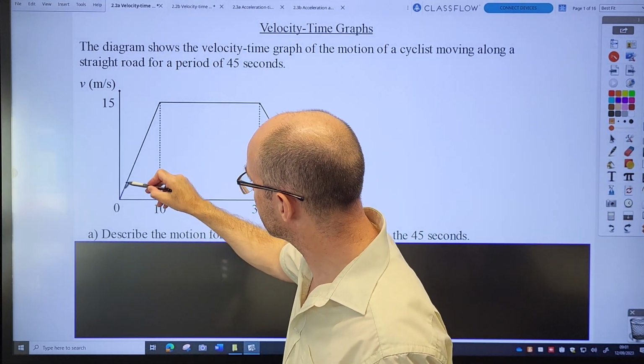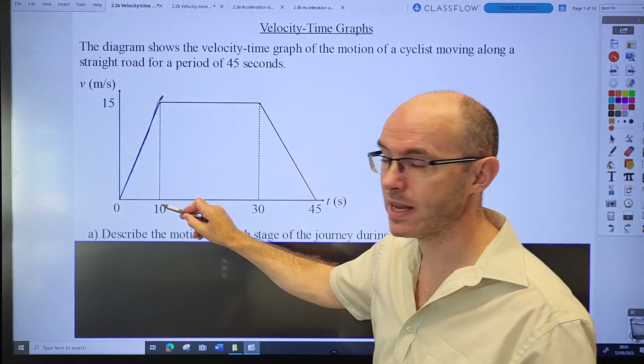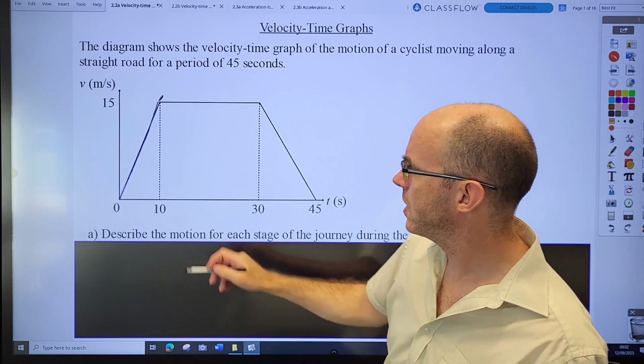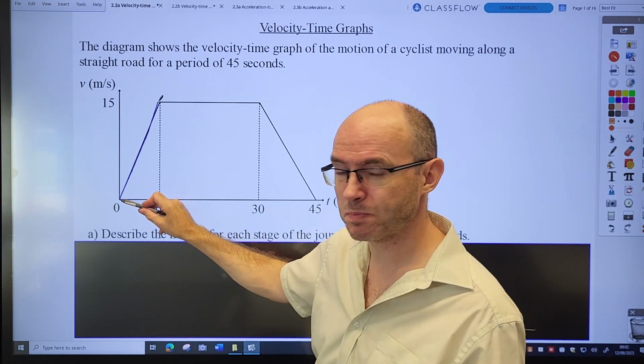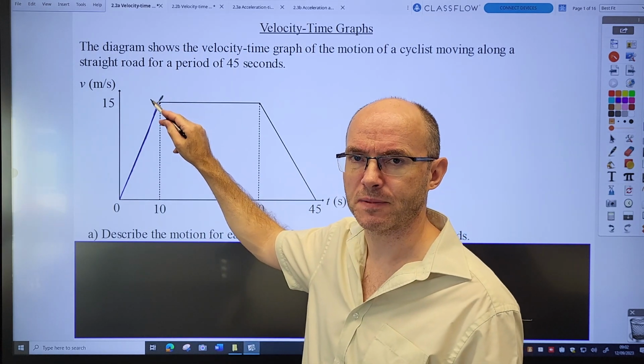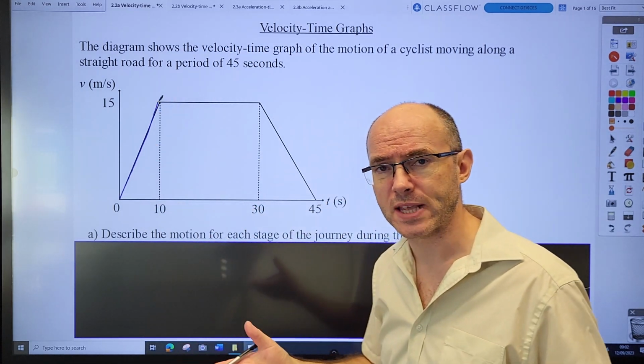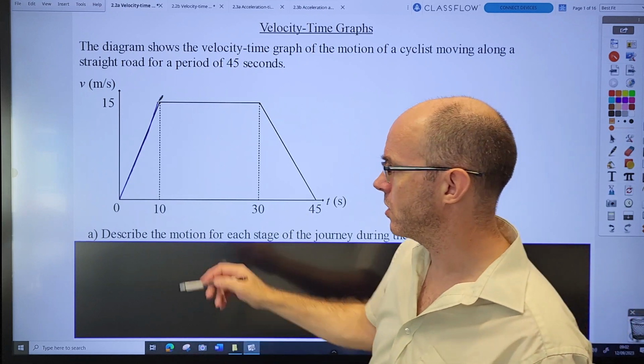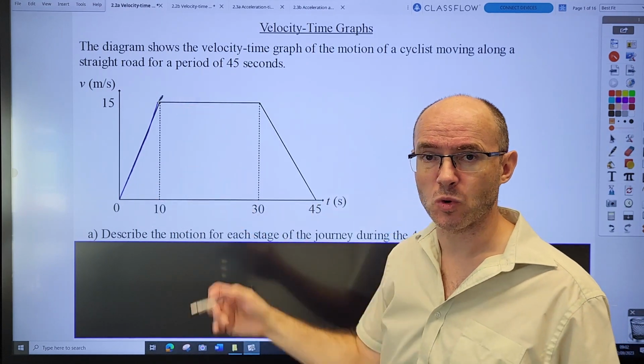So between 0 and 10 seconds, the first 10 seconds of motion, what's happened? The cyclist is speeding up, increasing velocity from 0 to 15 meters per second. Okay, we can actually work out what the acceleration is because that's called an acceleration. When someone is speeding up, it's called an acceleration.